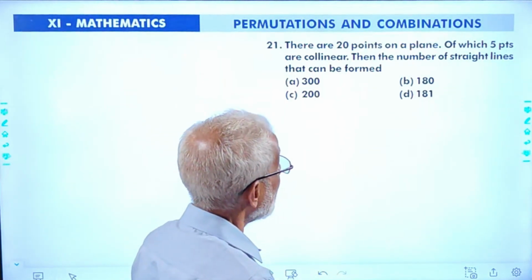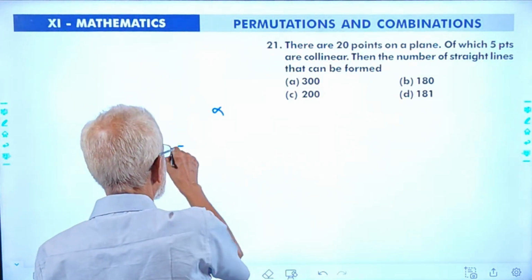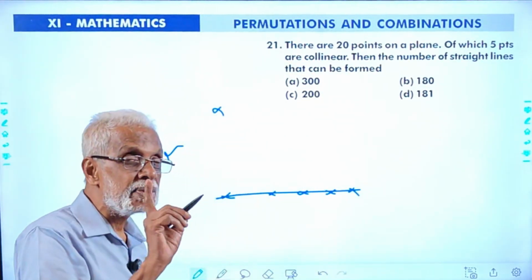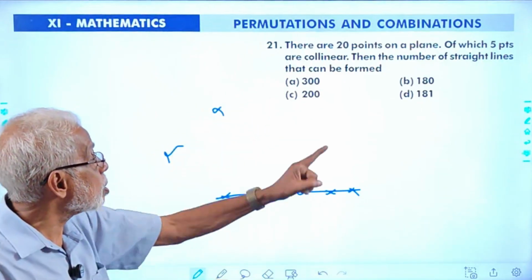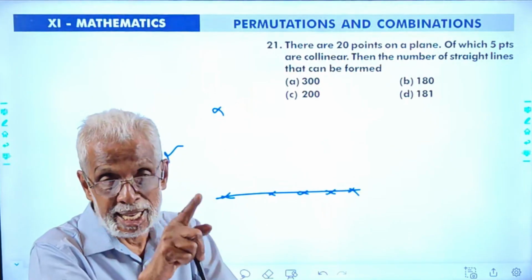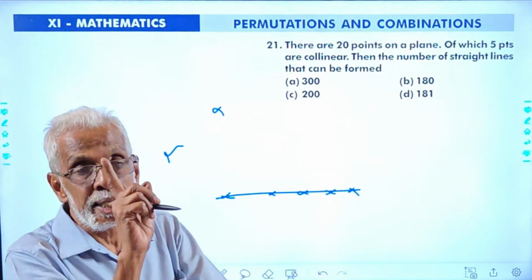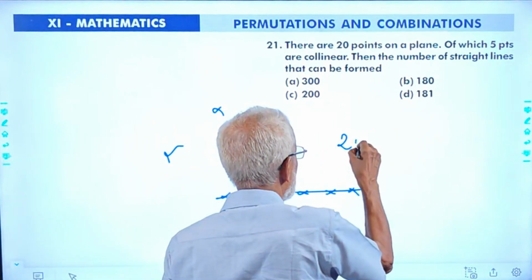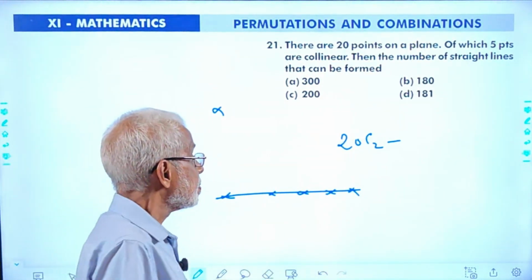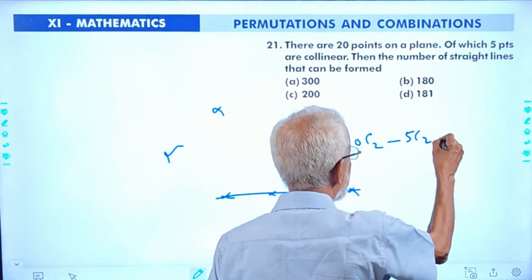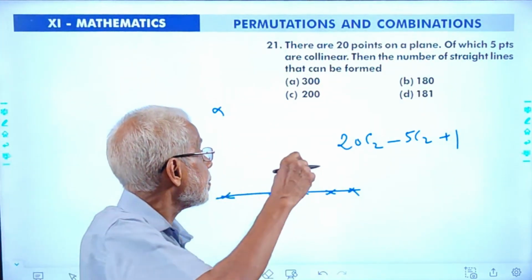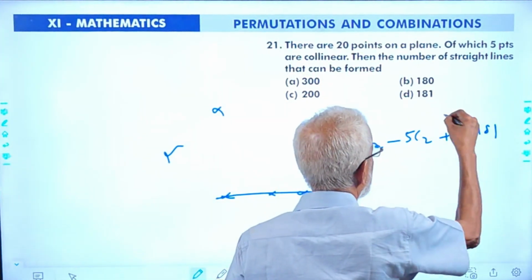There are 20 points on a plane, of which 5 points are collinear. 5 collinear points will not give different lines. Joining 2 points will always give us a straight line. Total number of lines obtained by joining 20 points is 20C2. 5 collinear points will not give different lines, they will give a single line. Total number of ways is 20C2 minus 5C2 plus 1. Simplify, we get 181.